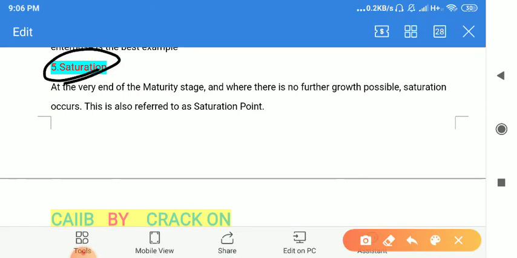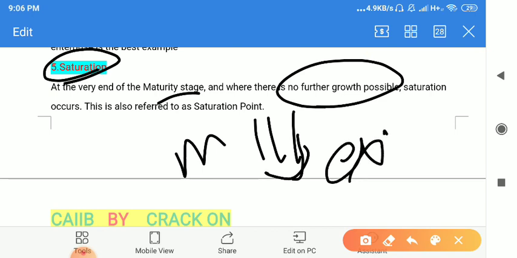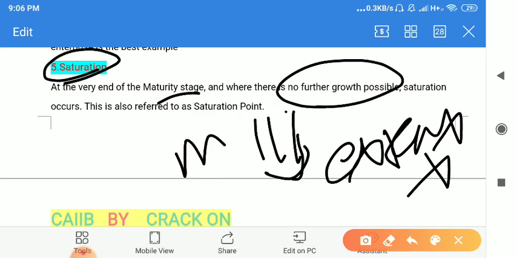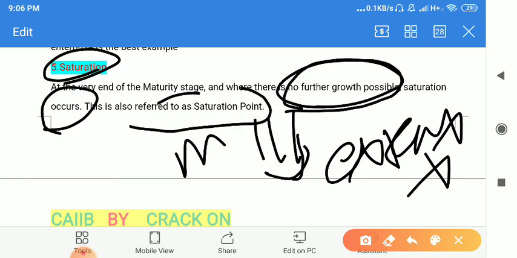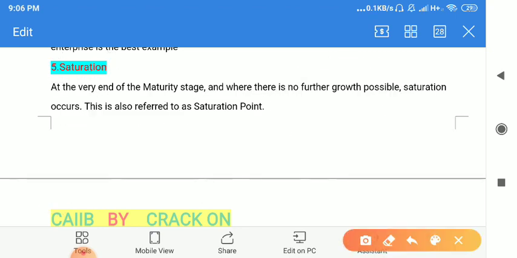At the very end of the maturity stage, where there is no further growth, if you have not done extension of your product, then there will be no further growth possible. Saturation occurs. This is referred to as the saturation point, right? So you need to accept the different and changing needs.